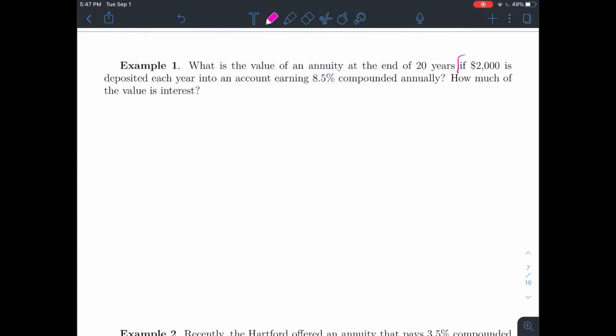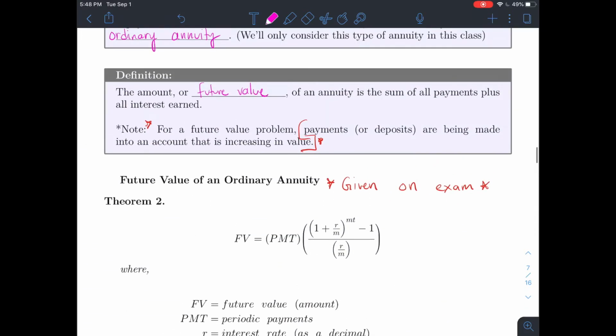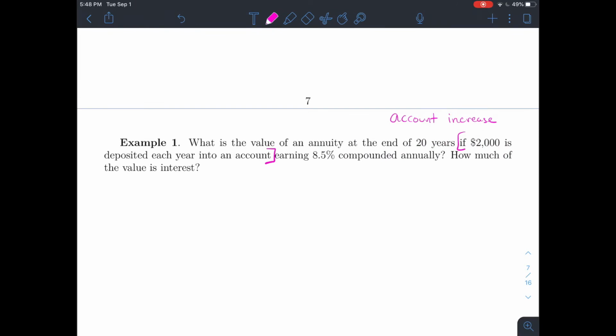So let's just think about this. If you go to your savings account at your bank and you deposit $2,000 each year, what's going to happen to that account? Well, the account has to increase. The account is going to increase based on these $2,000 deposits you make every year. So from the note that we started up here, if the account is increasing in value, then we know we have a future value problem. So we'll just put a little arrow and say this is a future value problem.